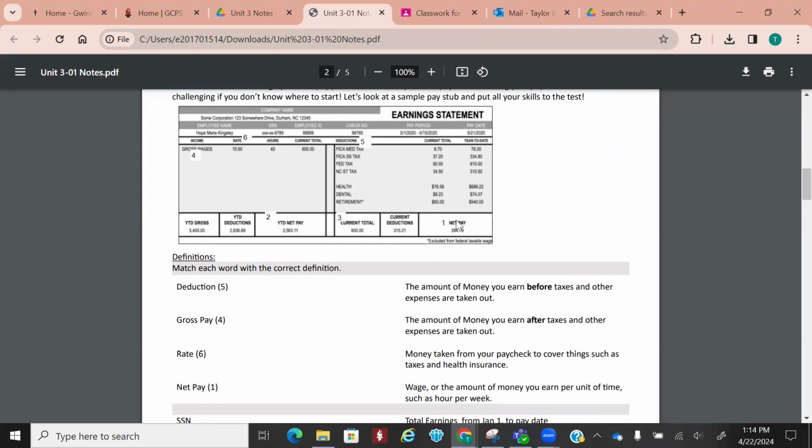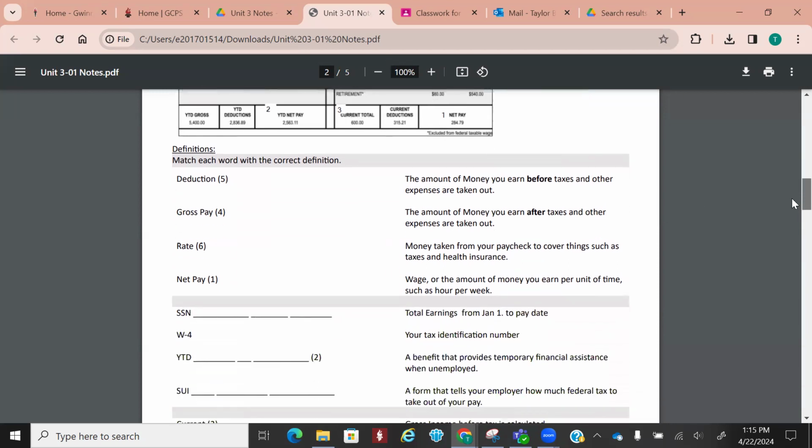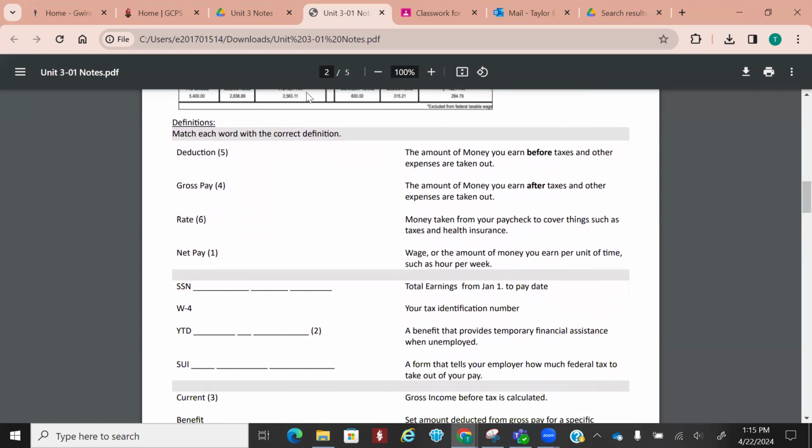So this is all stuff that is actually taken out of your current paycheck. This is how much it is to date for that year, and every year it starts in January. Okay, so year to date gross income, deductions, and how much you're going to pay. Current total, current deductions, and then your net pay. So let's look at actual words and what these mean. You do need to know these vocab words.